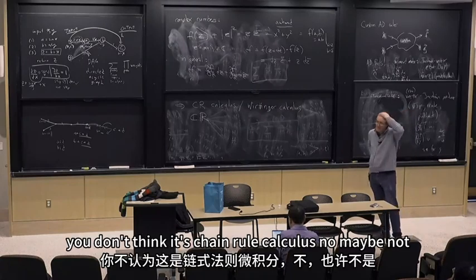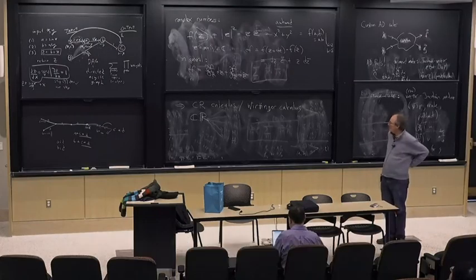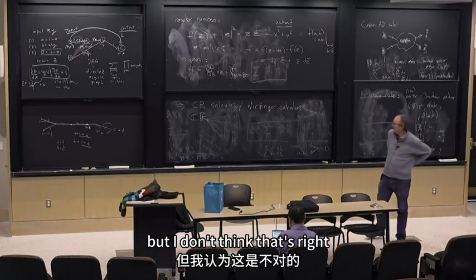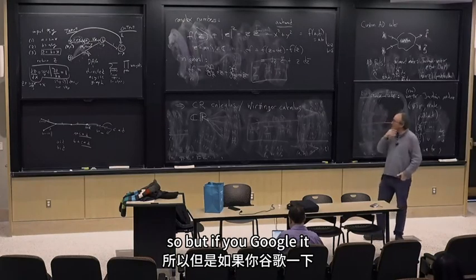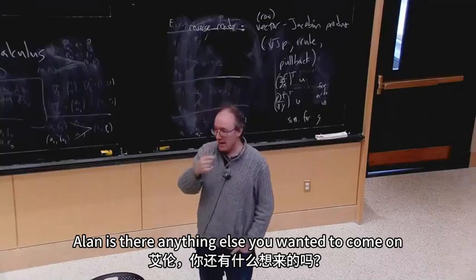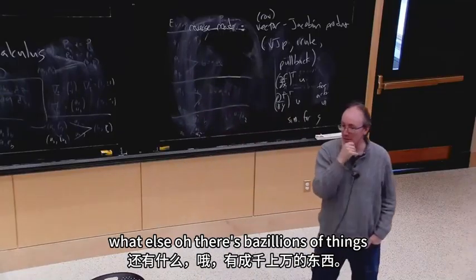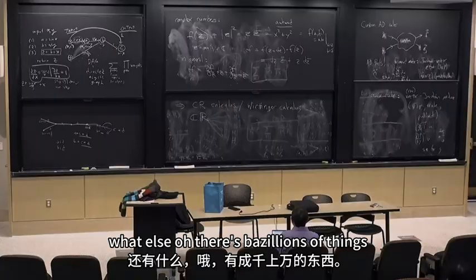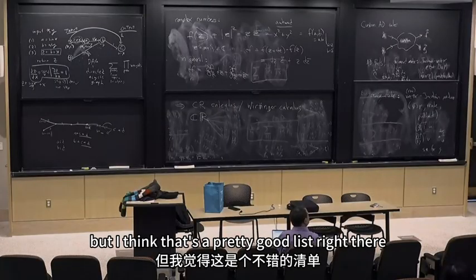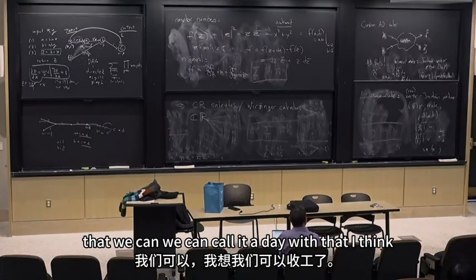You don't think it's chain rule calculus? No, maybe not. Somebody threw that out there, but I don't think that's right. But anyway, if you Google it, you can find notes on these things. Alan, is there anything else you wanted to comment on? What else did we leave out? There's bazillions of things, but I think that's a pretty good list right there. We can call it a day with that, I think.